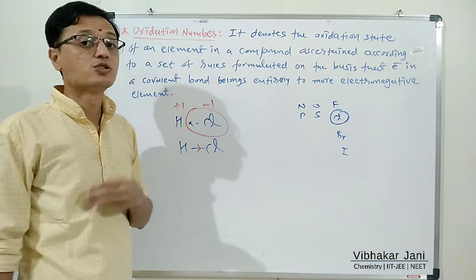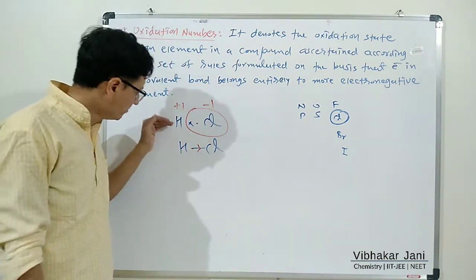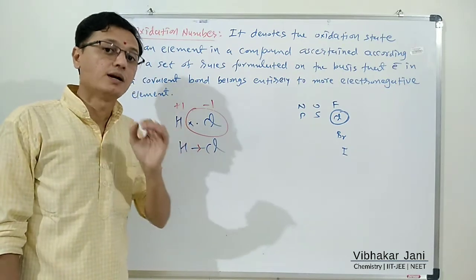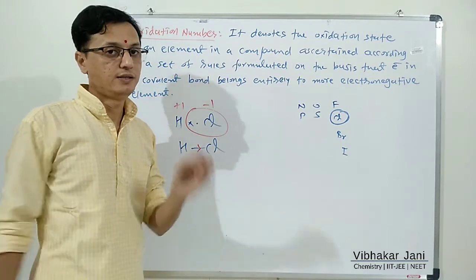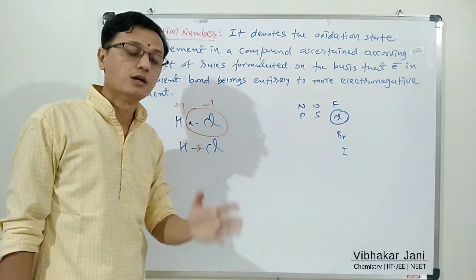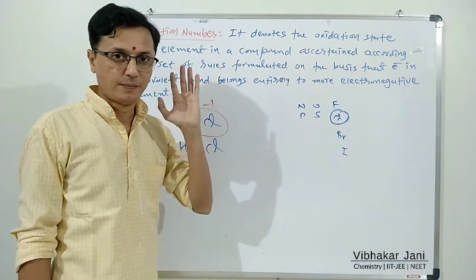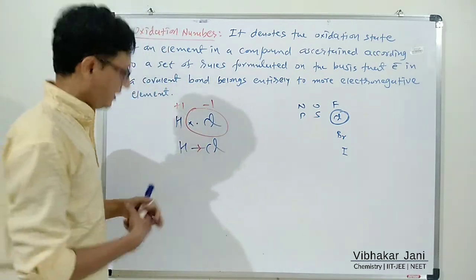But there are so many rules. This is the simplest example, but now we are going to learn some rules with the help of which we can find the oxidation state or oxidation number of any element. Okay, so let us start.